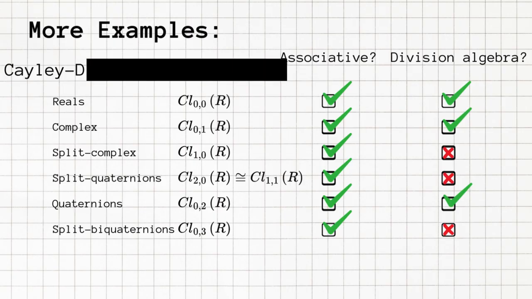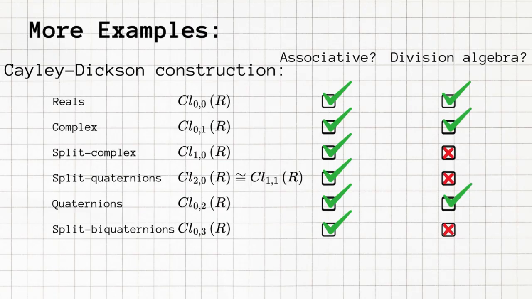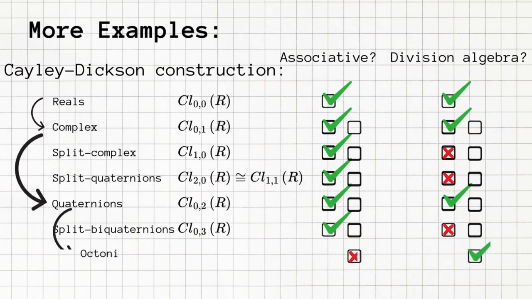Hypercomplex systems can also be defined via the Cayley-Dickson construction, which essentially generates systems with twice the number of units from pairs of a number system. Using complex numbers for that results in quaternions. Using quaternions results in octonions, which have 8 units, and so on.